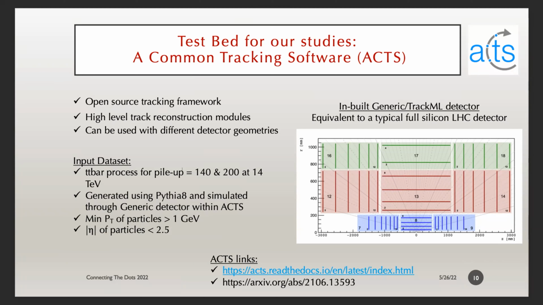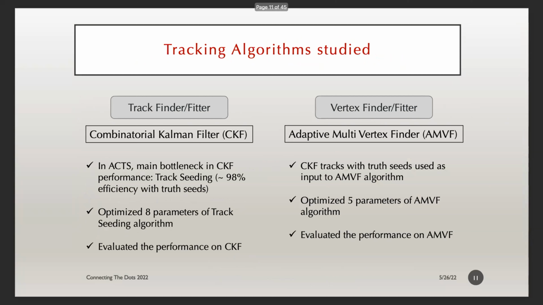So for the input data set, we have used a ttbar process with a pileup of 140 and 200 at 14 TeV. So we generated this data using Pythia 8 and simulated it through this generic detector within ACTS. And we have used a minimum pT of 1 GeV and absolute eta of less than 2.5 for our studies. Okay, and we have considered 2 different tracking algorithms for doing our study. So one is the track finder and fitter. For that, we have used the combinatorial Kalman filter algorithm. And another one is the vertex finder and fitter.